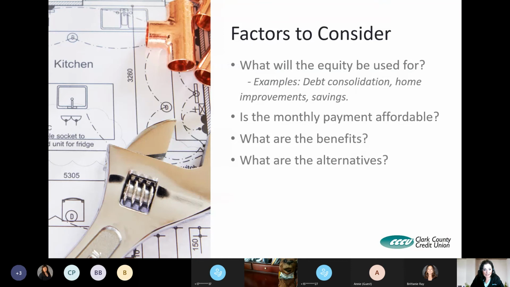Okay, so factors to consider when you are deciding what kind of loan you want to use for your projects: your goals. What's the money for? Debt consolidation, home improvements, savings. These are really the most used purposes of the loan or line of credit. For debt consolidation, your credit card rates, I will guarantee you, are 3 to 4 to 5 to 6 times the rate that we will charge you borrowing against the equity of your home.